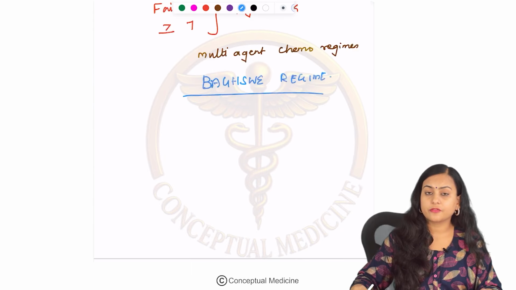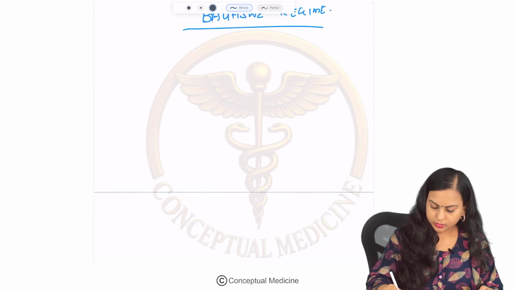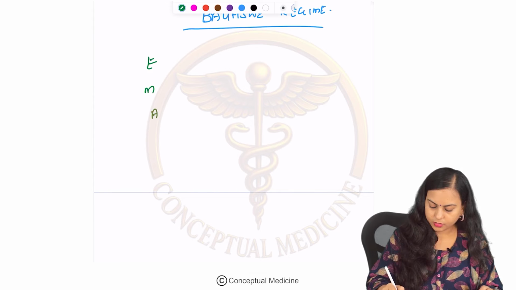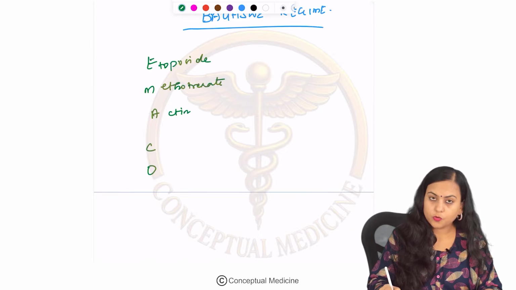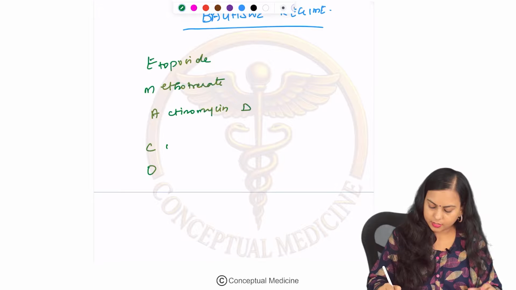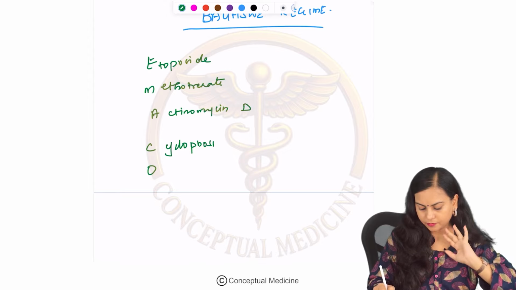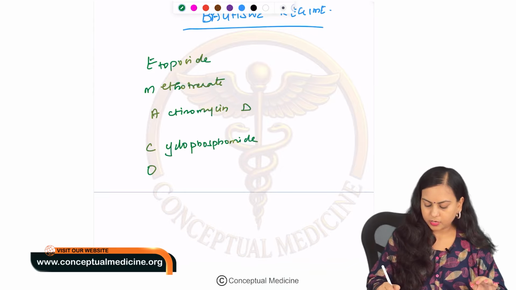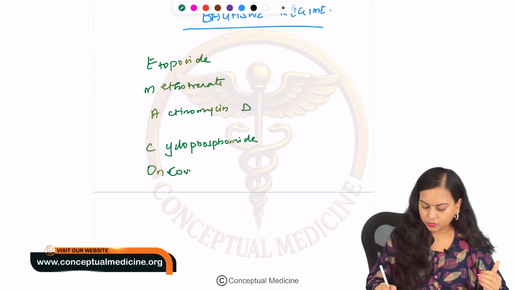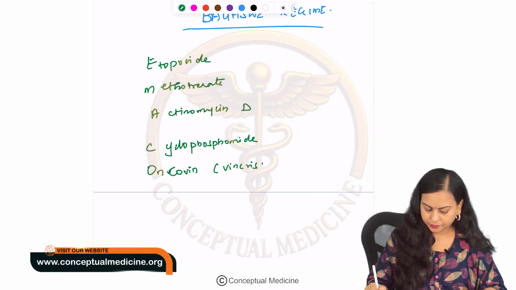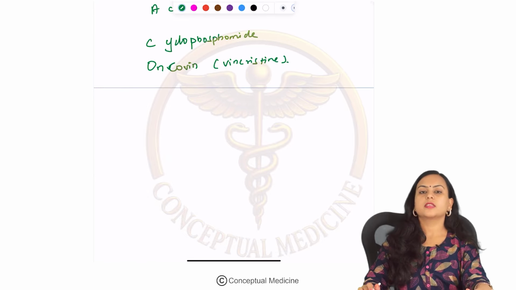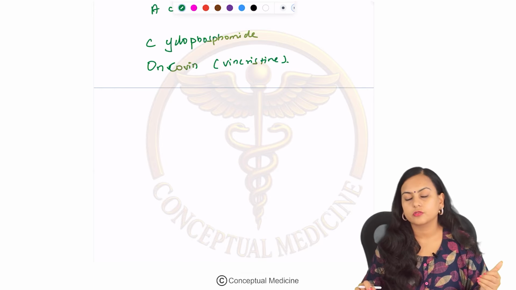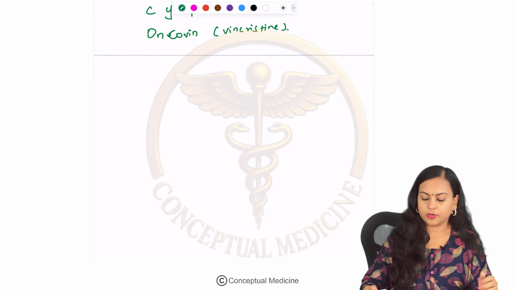Where we will be using 5 drugs, that is your EMA-CO. That is etoposide, methotrexate, actinomycin D, cyclophosphamide, as well as your vincristine or Oncovin. Clear? And if it is not responding to this chemotherapy, you can even switch them to radiotherapy, or you can do a hysterectomy.